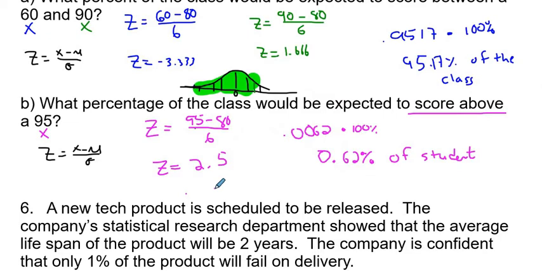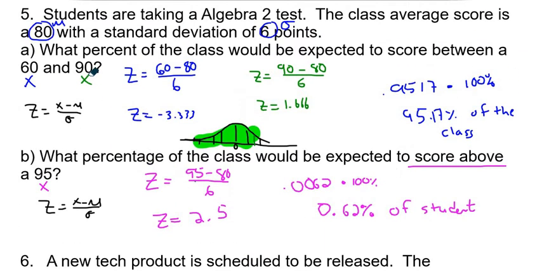So the chart's valid. Don't forget that chart is given to you on SOL day, and it is a valid thing to use, especially if you just want to look at above or below. Now, to do between, you would have to look up these values on the chart twice, and then subtract the smaller value from the larger value, and you would get, in fact, the same amount. That's a little more cumbersome. That's why I always like to show you the technology as well.